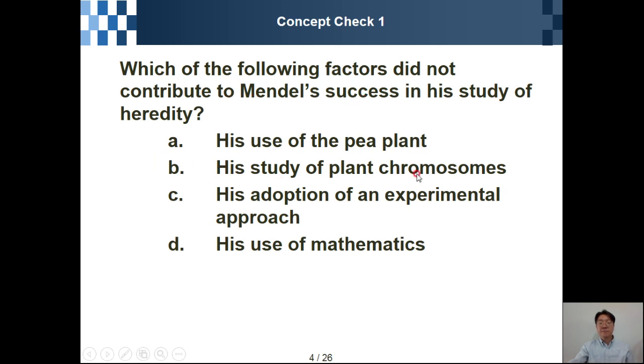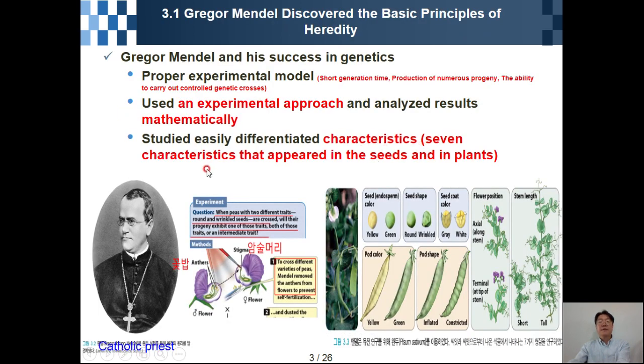The answer is B, isn't it? He did not study plant chromosomes. He studied 7 characteristics like this, okay?